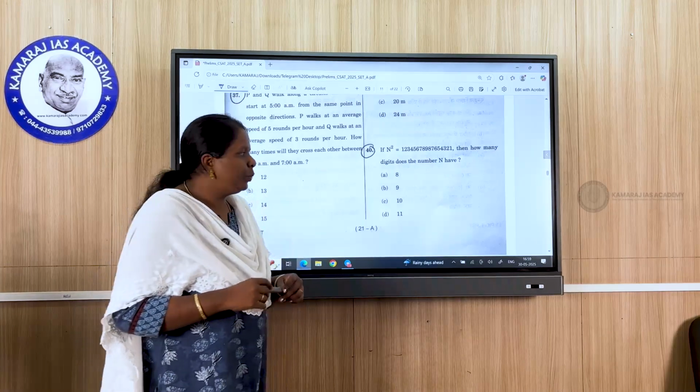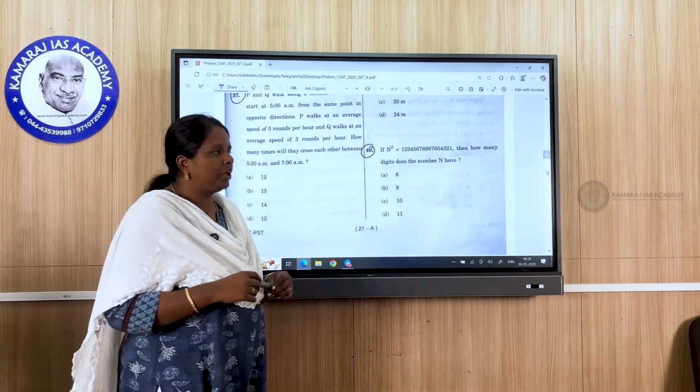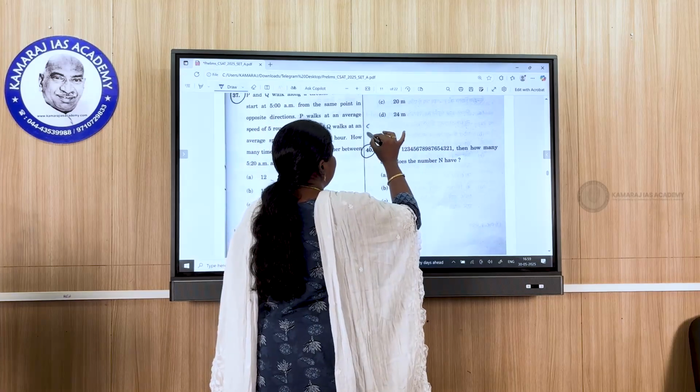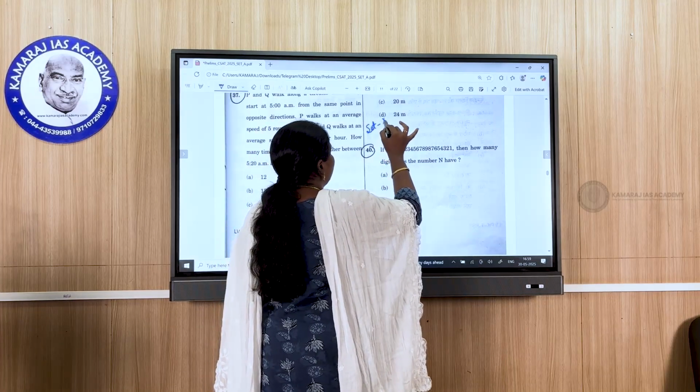So we will continue with the quantitative aptitude part. Here in question number 40, this is the set A question paper. Again, I am reminding you.